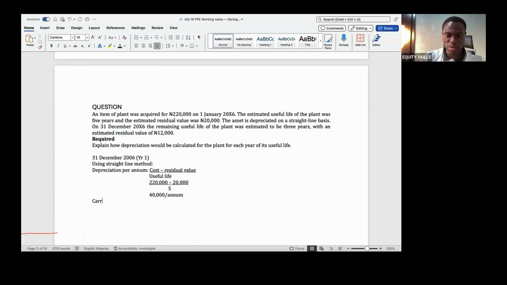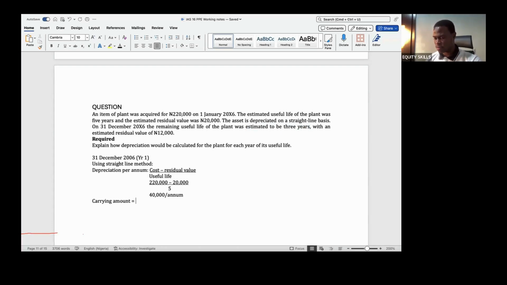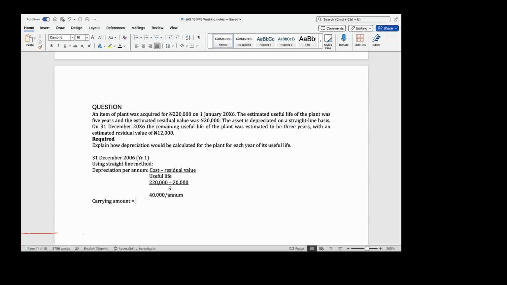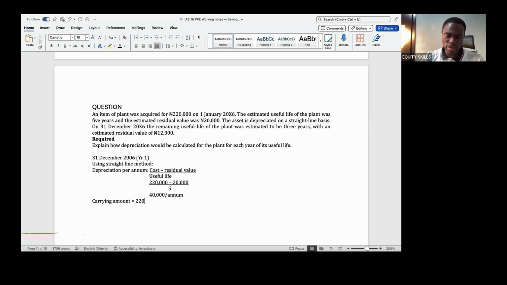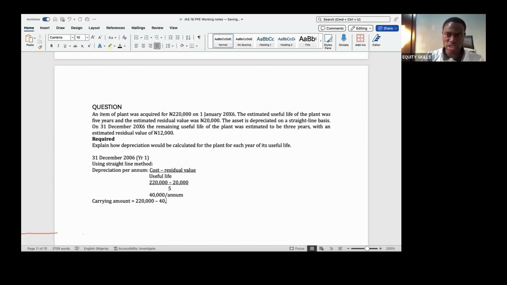First, at the end of year one, I need to know my carrying amount. What will my carrying amount be? 220 minus 40, which is 180,000. That's correct.